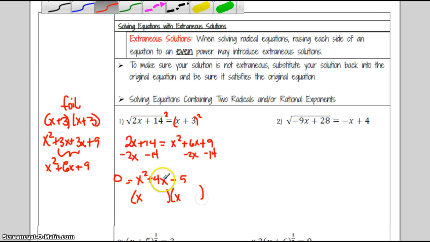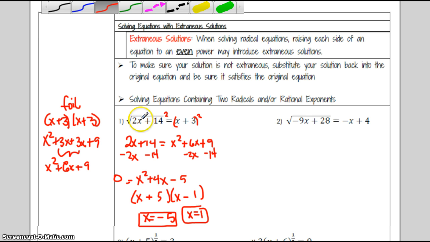Let's think of factors of 5 that add to get 4: 5 and 1. And we want to have the 5 being positive, the 1 being negative. So then we could simplify: x equals negative 5 if we set each of these equal to 0, and x equals 1. And then we want to check. So before I'm completely done, let's check and plug it back in.